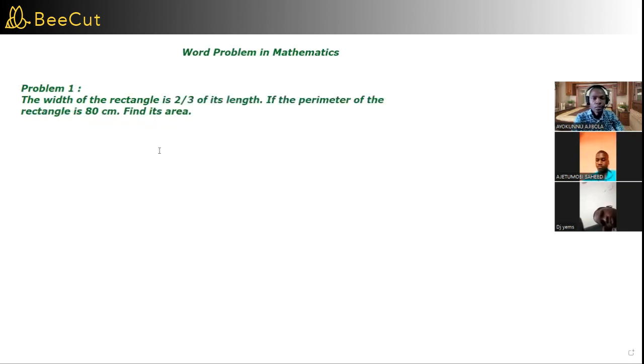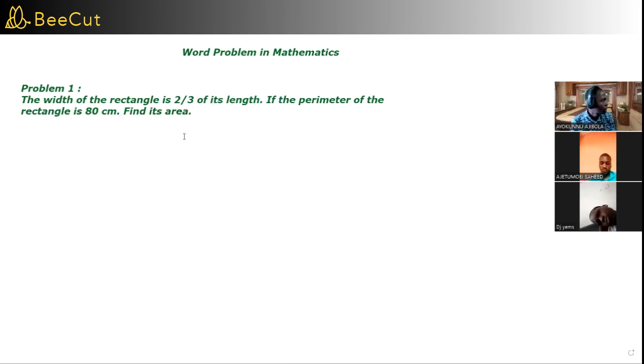The first question is about a rectangle. You must have come across rectangles in your study of mathematics at one time or the other. Here is the question. It's problem 7 from where it's coming from, but it's problem 1 here. The question says, the width of the rectangle is 2/3 of its length. If the perimeter is 80 centimeters, find its area. I'm going to read that again. The width of the rectangle is 2/3 of its length. If the perimeter is 80 centimeters, find its area.